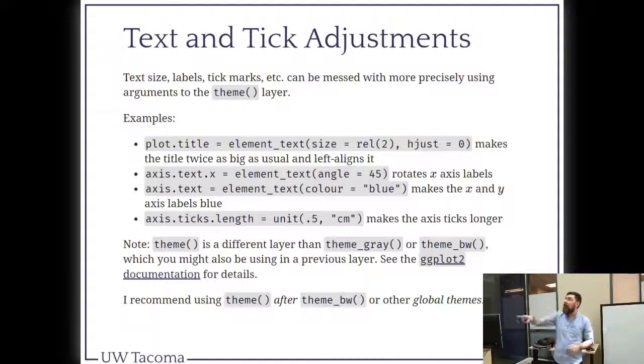This one here is saying, I want to take my plot title and make the size twice as large as it would normally be. I say size equals rel(2), that is relative size 2, twice as large as normal. 1 would be standard size, and then hjust=0 left aligns it. hjust=1 would right align it, hjust=0.5 would be center aligned. So you can justify things.